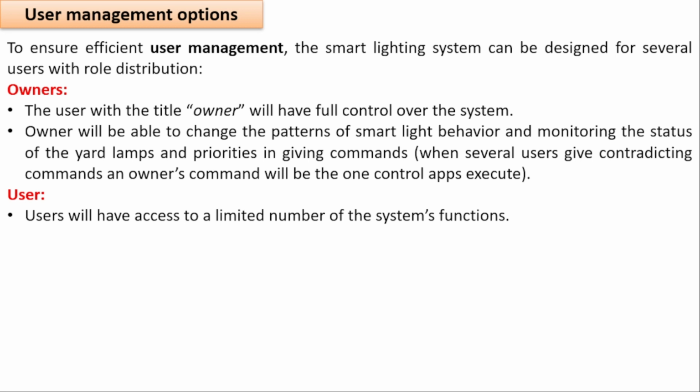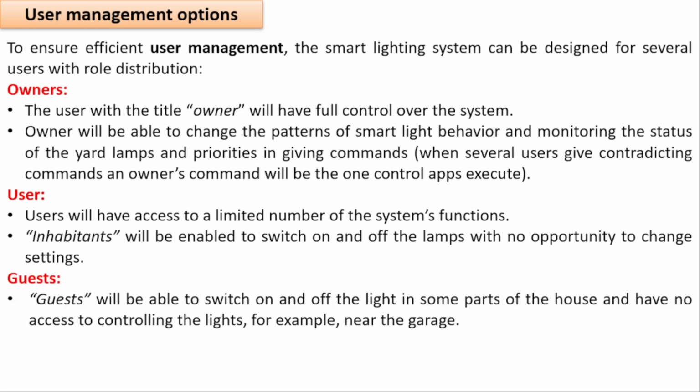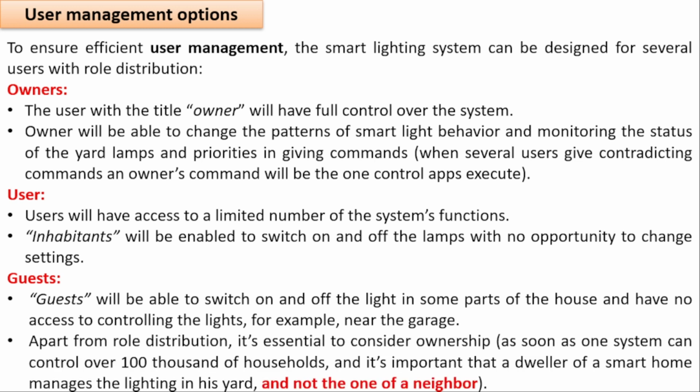Inhabitants will be empowered to toggle lamps on and off but won't have the ability to alter settings. Guests will be granted access to switch lights on and off in specific areas of the house but won't have control over all lighting, such as those near the garage. Additionally, beyond role distribution, it's crucial to consider ownership. As these systems can potentially oversee a multitude of households, it's imperative that a resident of a smart home retains control over their lighting setup rather than that of a neighboring property.